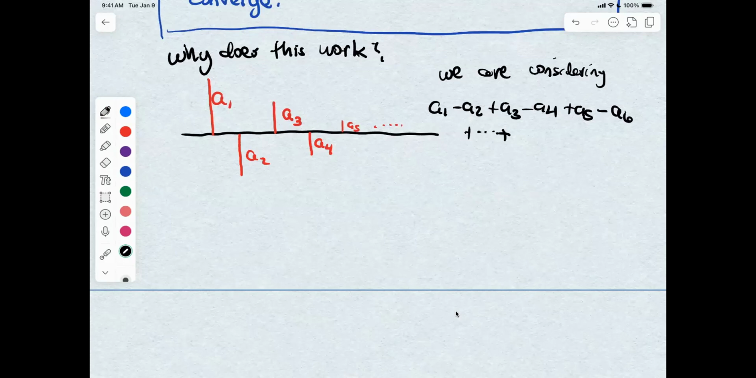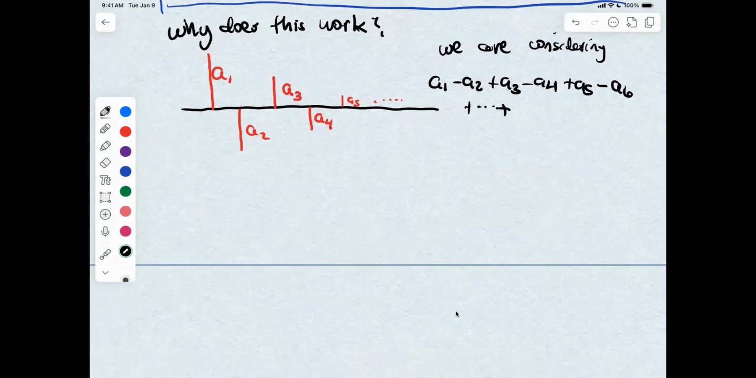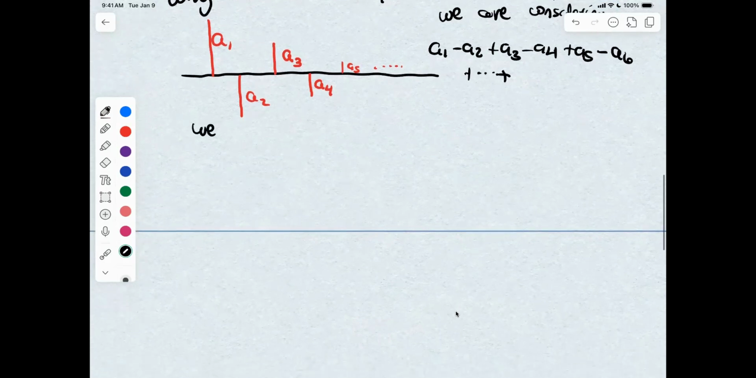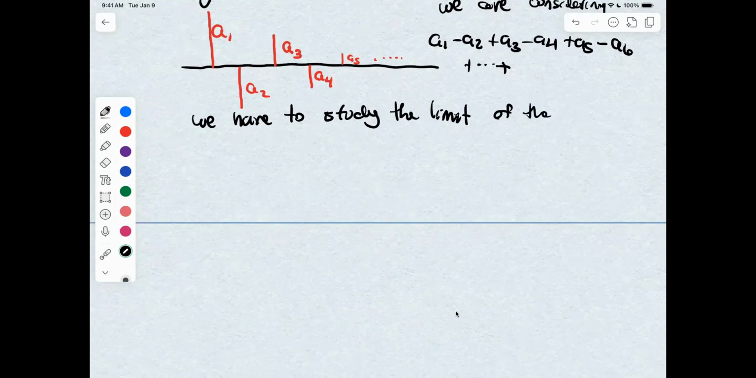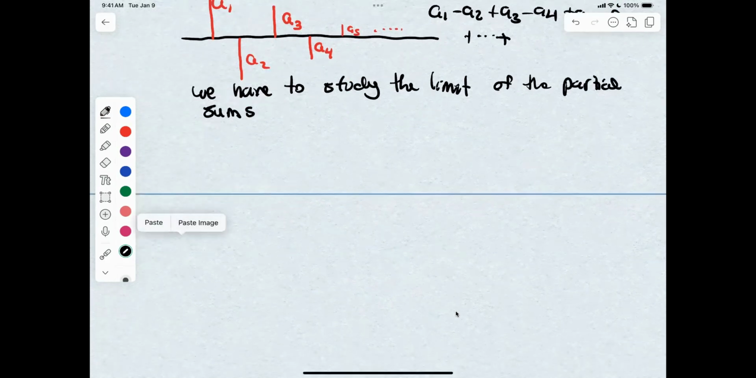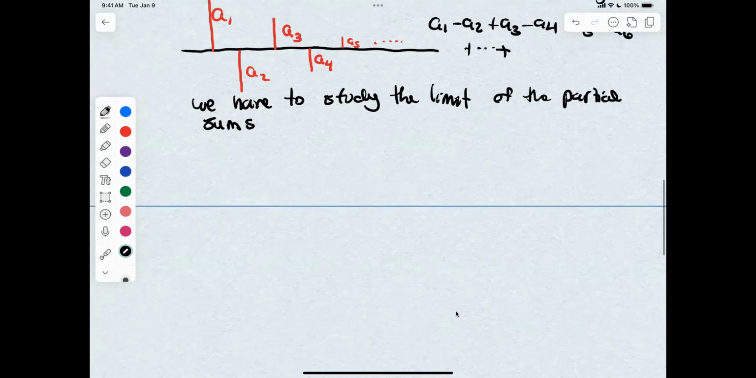So a series converges, right? The criterion for convergence of a series is that the limit of the partial sums exists, right? So we have to study the limit of the partial sums. Okay. So the first partial sum is just S1, right?